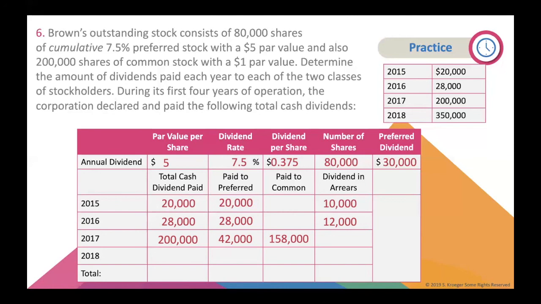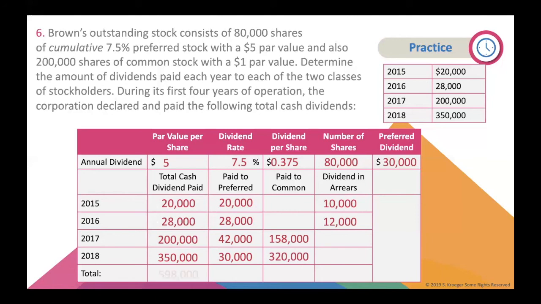How much in dividends can we give out in 2018? $350,000. How much will go to preferred shareholders? We owe them $30,000 each year. Are we in arrears? No, we are not. Therefore, we only need to give them the $30,000. How much will go to common shareholders? Remember, it would be the rest of it. Subtract 30,000 from 350,000. It would be 320,000. The last thing to do is total the first three columns.